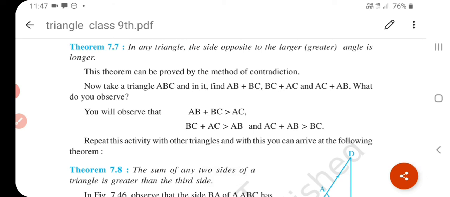Longer. Understand? Now our next theorem is stated: the sum of any two sides of a triangle is greater than the third side. Sum of two sides of a triangle is greater than the third side. Okay, so when we learn all these properties, what result do we get? There are some important results related to triangle as given below.